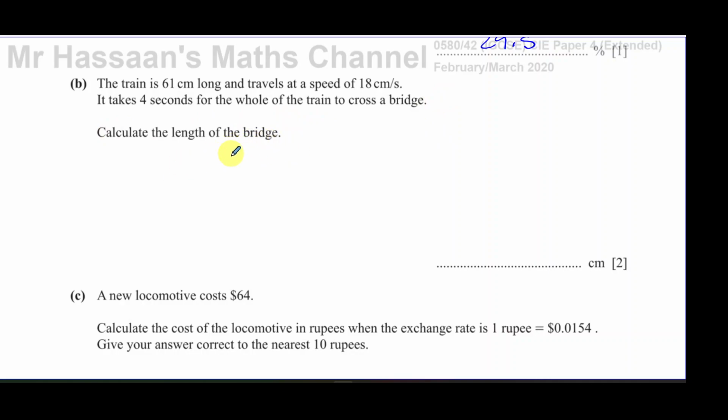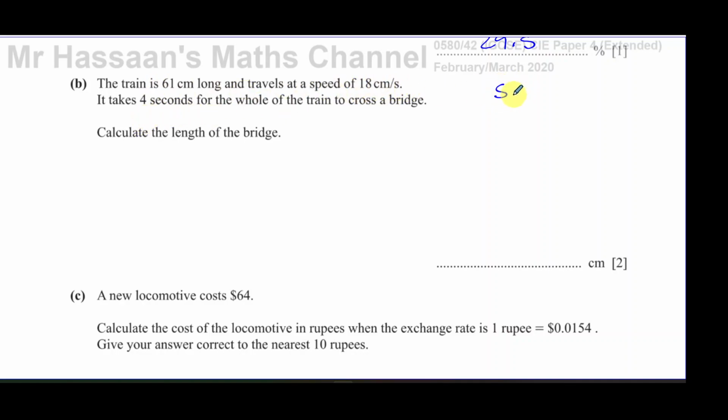So this question is kind of to do with speed and time and distance, but I'll just include it with arithmetic because it's a pretty simple question. But this is actually one that is important for us to understand. So the train is 61 centimeters long and travels at a speed of 18 centimeters per second. It takes 4 seconds for the whole of the train to cross a bridge. So we're dealing with distance, the speed, and the time.